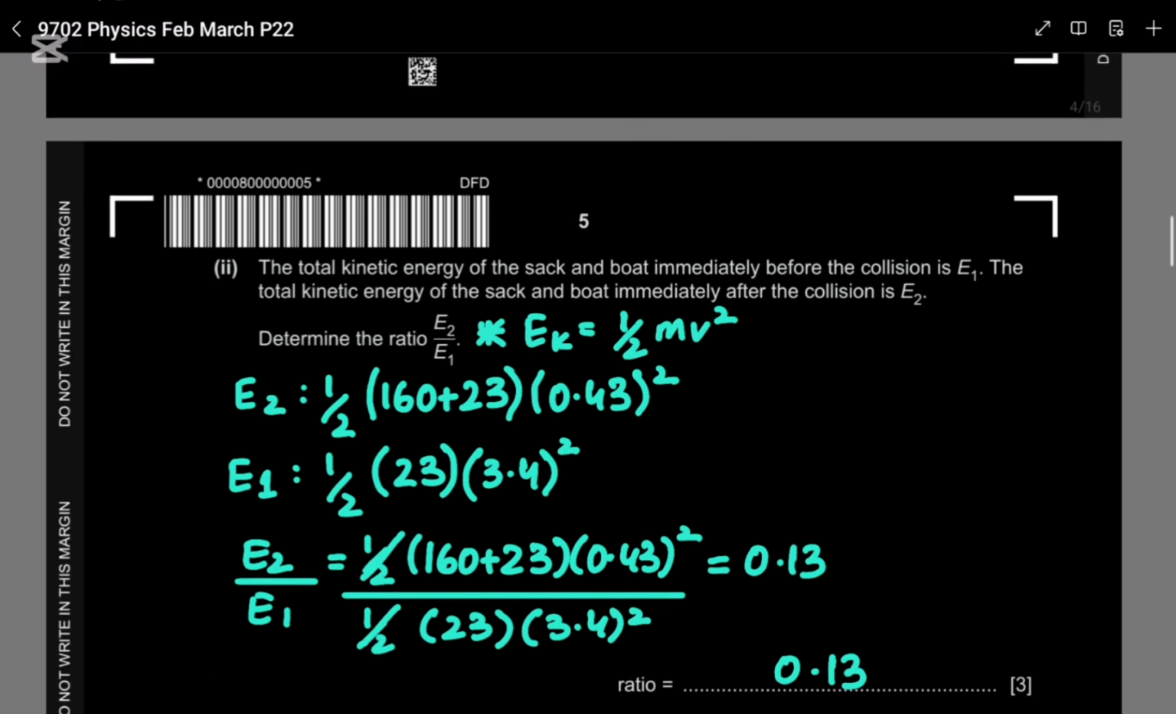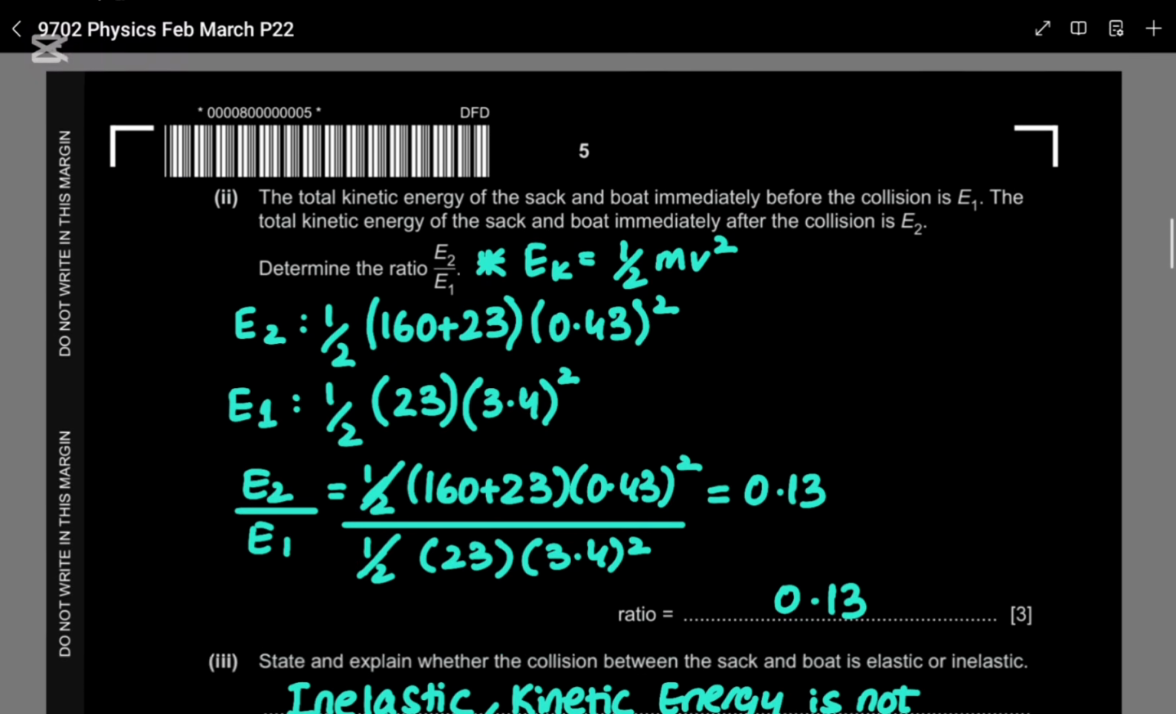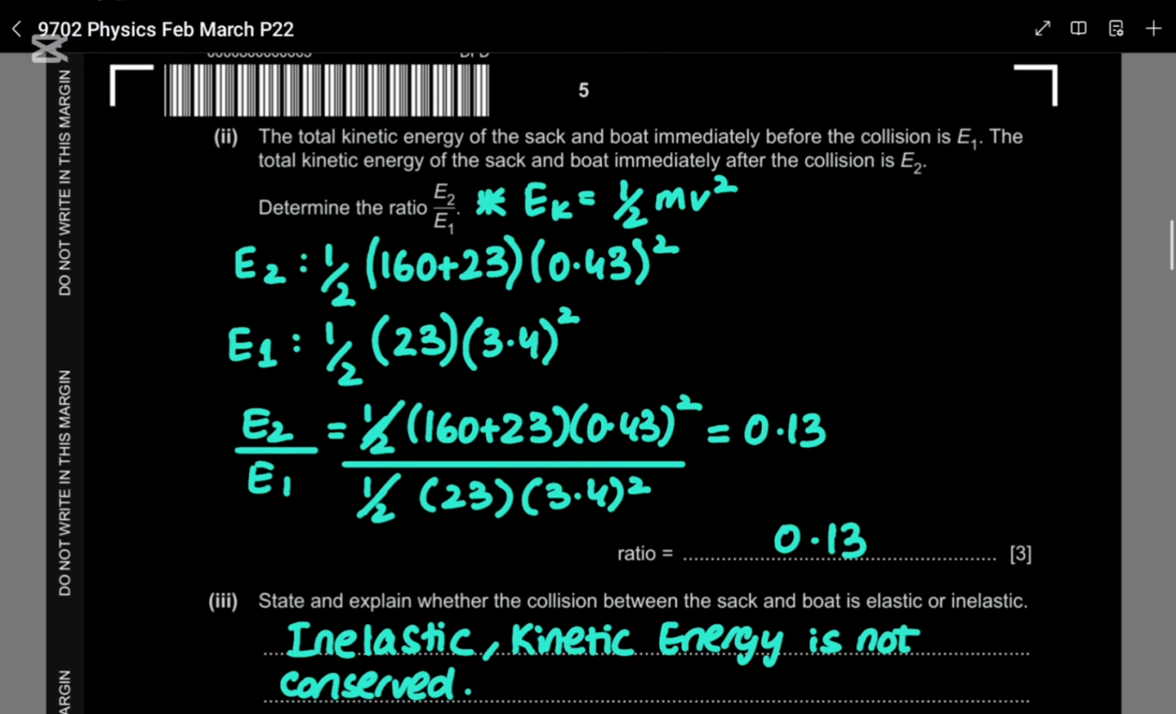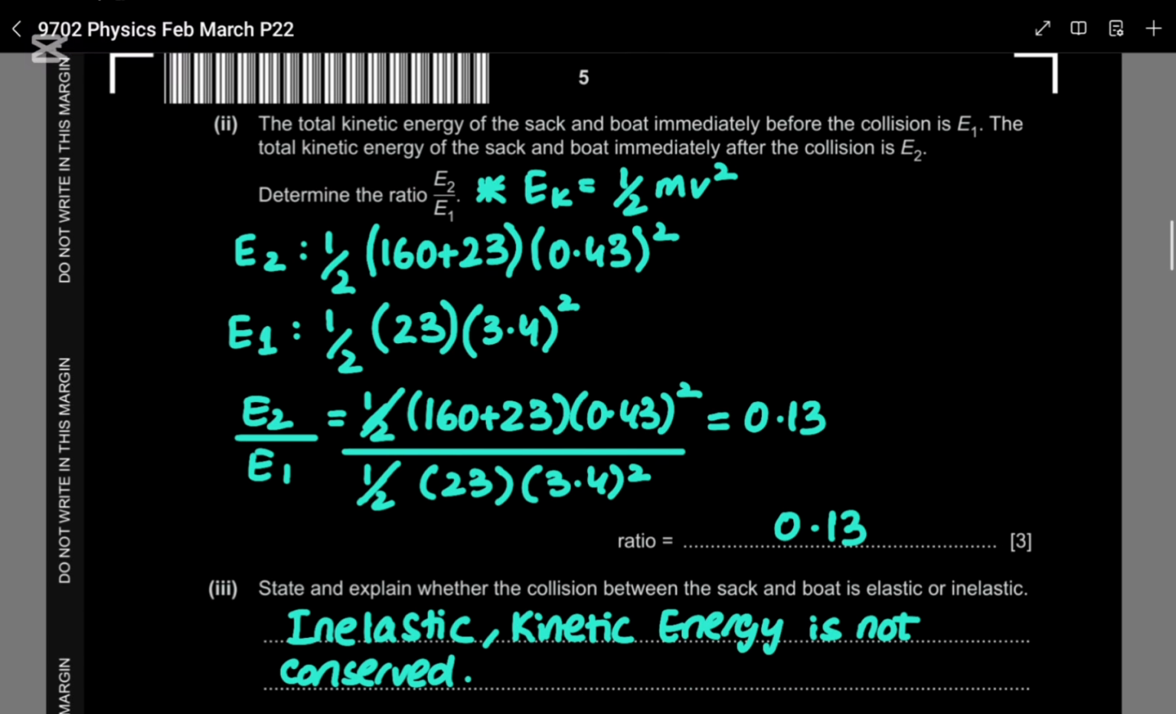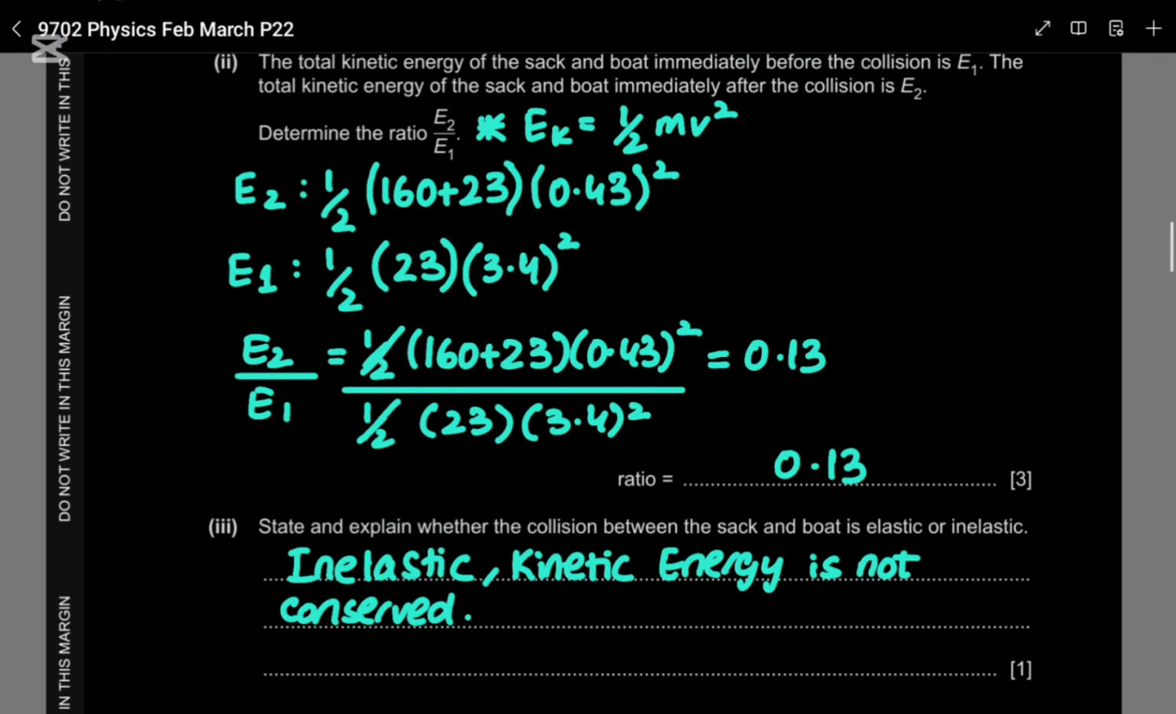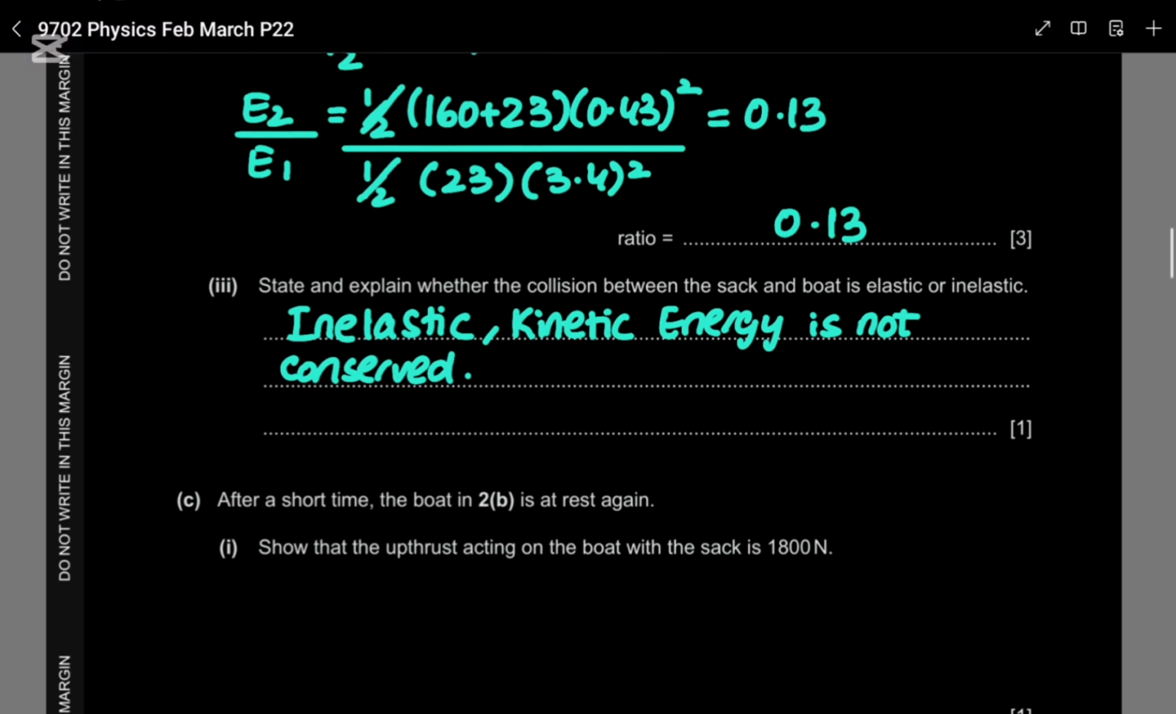If you notice that kinetic energy initial, which was E1, and E2, they're different. That's why there's a ratio. Obviously there's a ratio because they're different, or else it would have been 1. So the ratio isn't equal to 1, meaning that E2 and E1 are different. The kinetic energy is not conserved, so it's an inelastic collision.